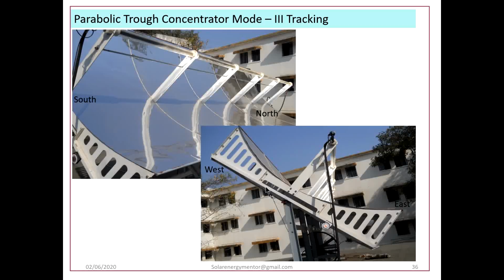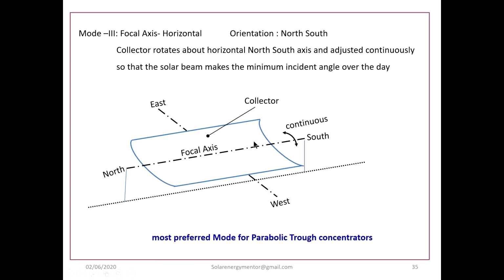In mode 3 tracking, the focal axis is horizontal. Again the focal axis is horizontal, but now it is turned to north-south. Now this is north, this is south, and this is east, and this is west. So the sun moves from east to west on a daily basis here, and the focal axis is placed north-south horizontal, and then the collector is rotated continuously from east to west. So this is mode 3 of tracking.